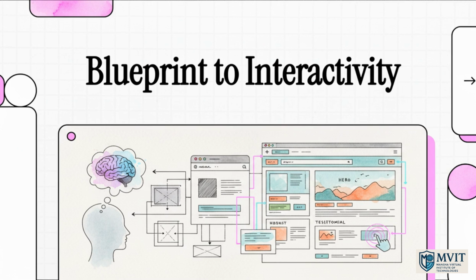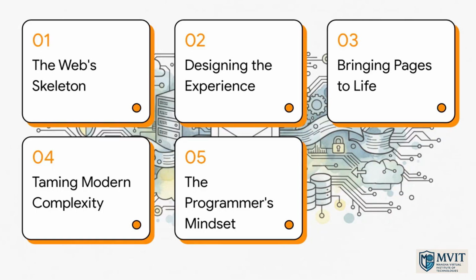Okay, let's dive in. So we're going to approach this just like we're building a house. First, we'll lay down the bare bones skeleton, the structure. Then we'll bring in the designers to handle the look and feel. After that, it's time to flip the switch, run the wiring, and bring the whole thing to life with logic. Then we'll look at the power tools that let us build skyscrapers, not just small houses. And finally, we'll get inside the head of the architect who puts it all together.